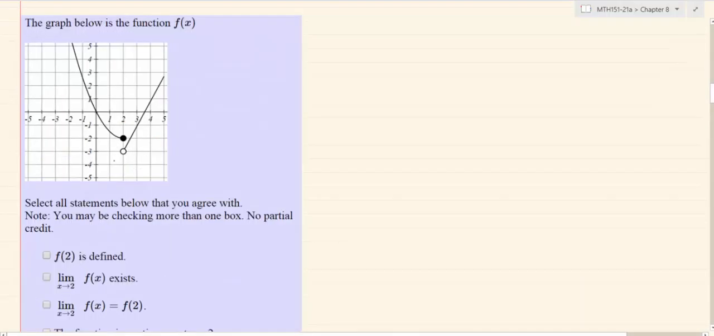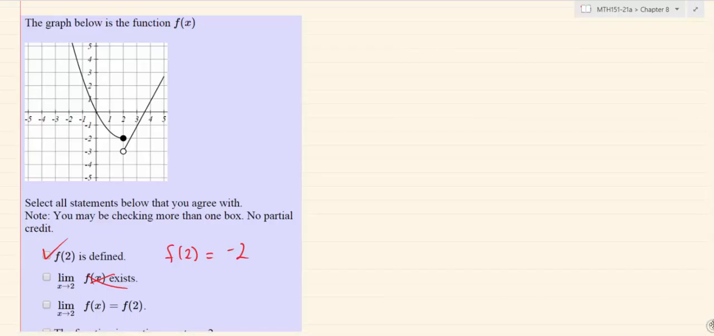Considering this graph, check the statements that you agree with. Is f of 2 defined? Yeah, f of 2 is defined. By the way, f of 2 is equal to what? Yeah, negative 2. Yep. Does the limit as x approaches 2 exist? So the limit does not exist because coming in from the left is different than coming in from the right. All right, next question.